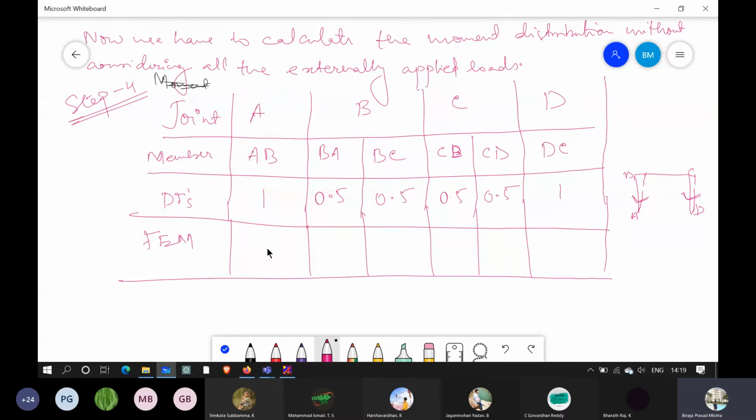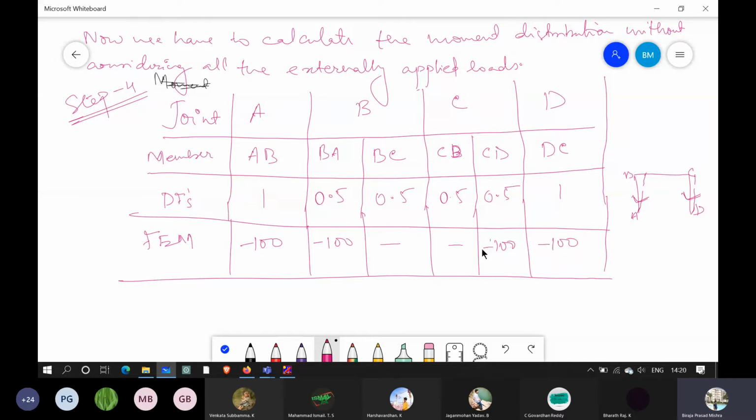So the fixed end moments, how much have we assumed? We have assumed the fixed end moments to be minus 100. So let us say this is minus 100, minus 100. BC we don't have, CB we don't have anything, CD is again minus 100, and DC is again minus 100.